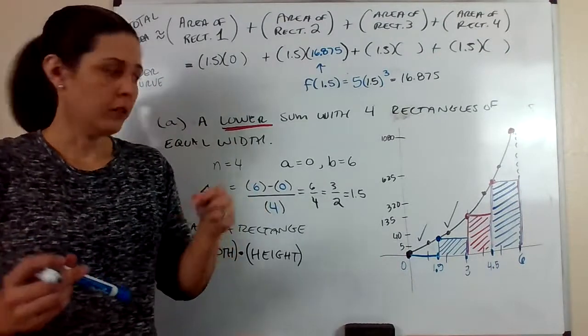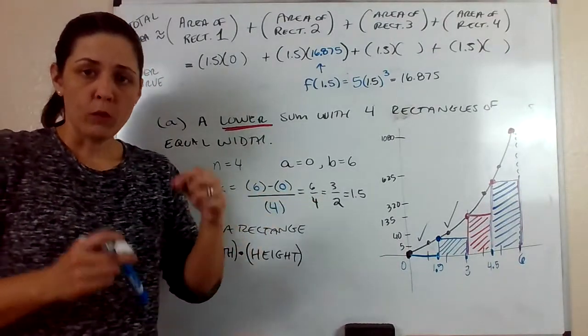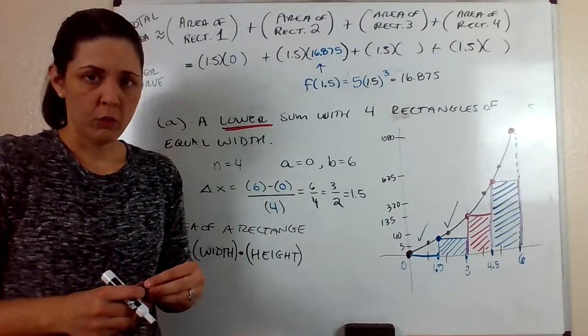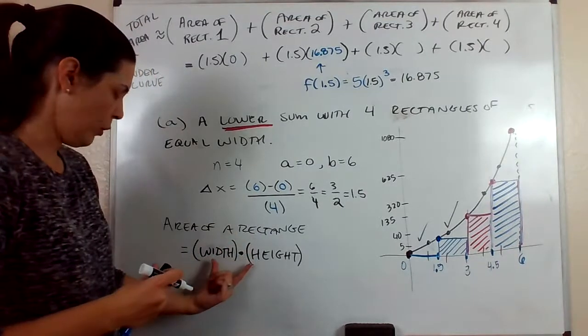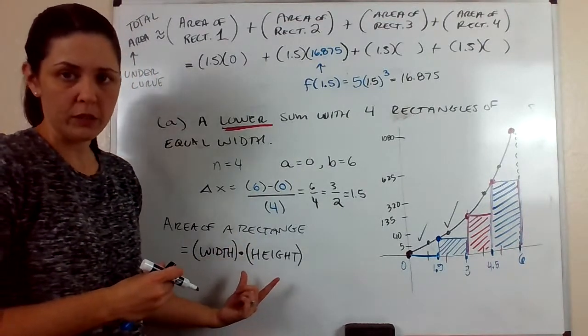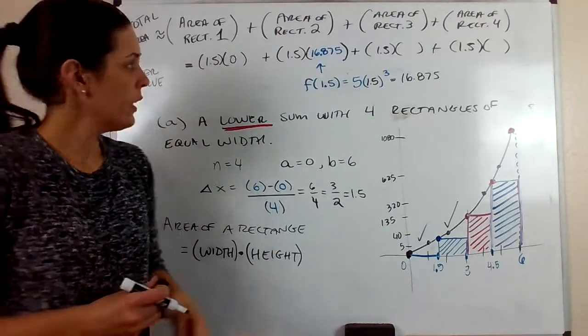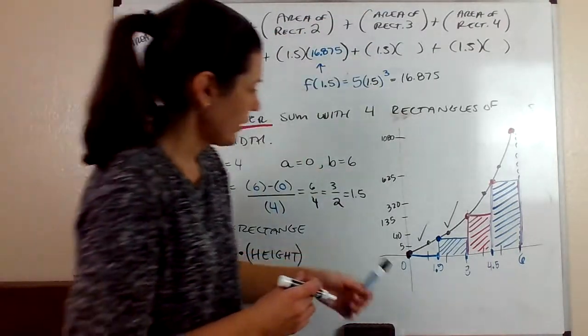So what's happening, we'll do it again on the next one. We need a width and a height for each of our 4 rectangles. Once we know them, we multiply to get the area of each rectangle, and then we add up all 4 areas to get the total area. So next, rectangle 3.